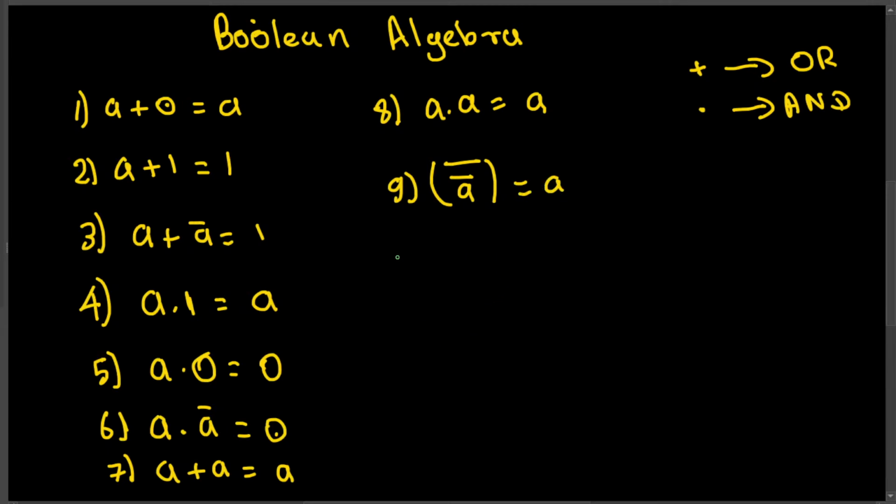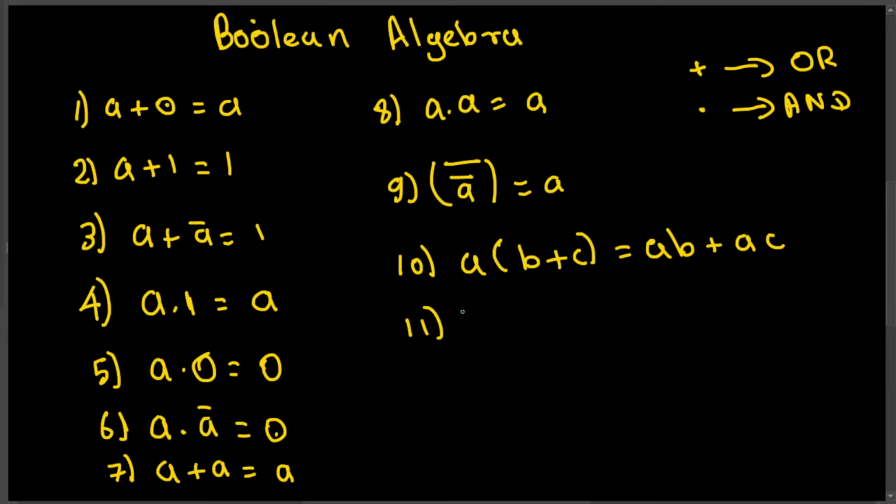Now let's look at the 10th property. If we have a in bracket b plus c, that is equivalent to ab plus ac. This is simply, like you can imagine, a multiplication. So we are just expanding it. Now let's look at the 11th one.